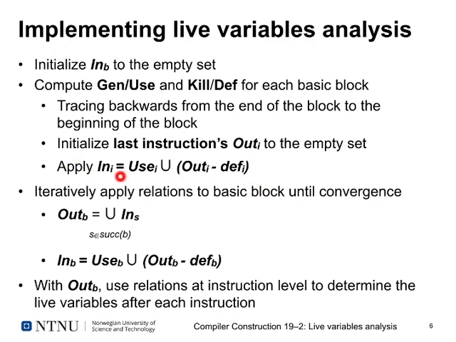So we set the in set to the use set joined with the out set minus the ones we've defined in this instruction. So when we did this for each instruction, we can actually iteratively apply these relations to the complete basic block until we hit convergence. So then we have out B is the join over all successors of B of their in values.